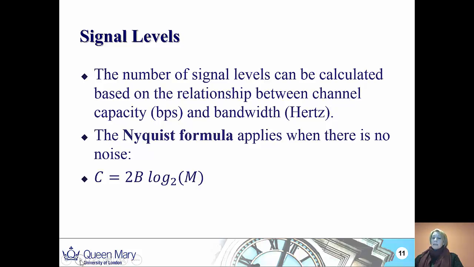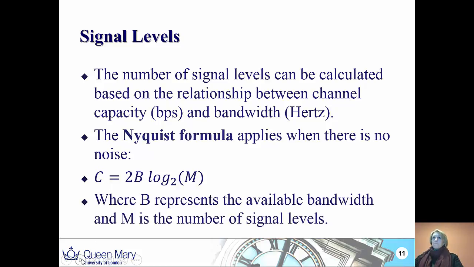So the Nyquist formula is calculated based on the channel capacity, the bandwidth, and the number of signal levels. Okay, so our overall channel capacity is calculated in relation to our bandwidth and our number of signal levels. So by changing these signal levels, we can influence the effective channel capacity. Okay, so B is our available bandwidth and M is our number of signal levels.